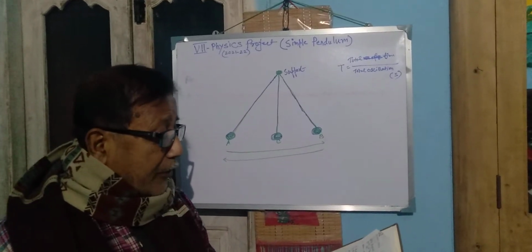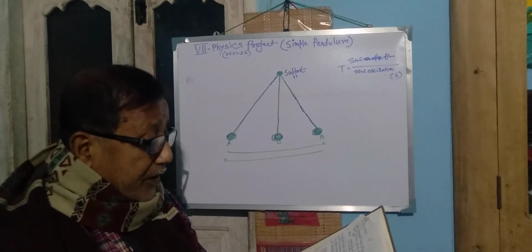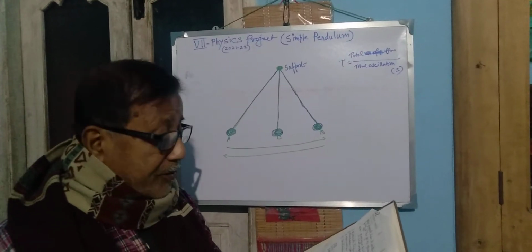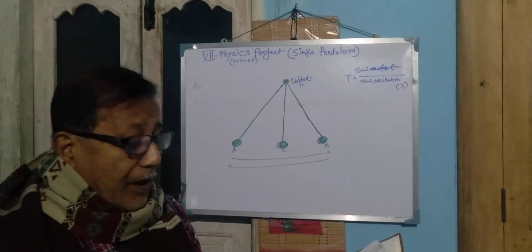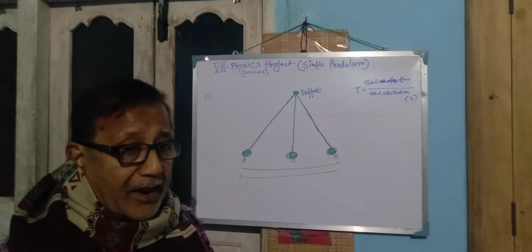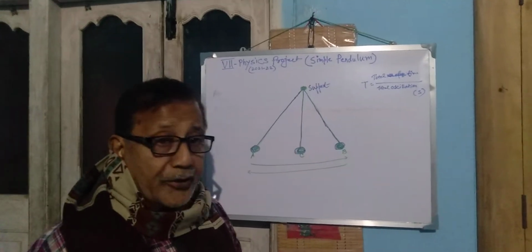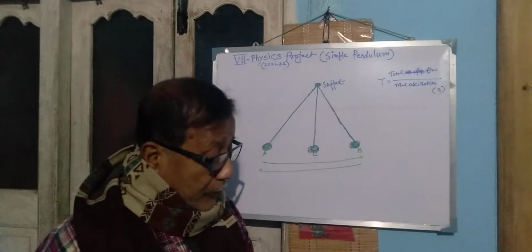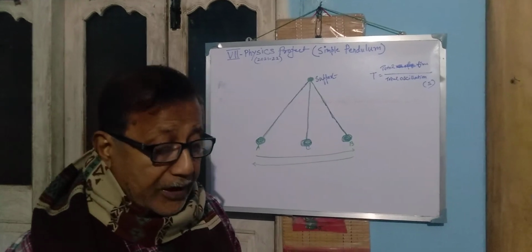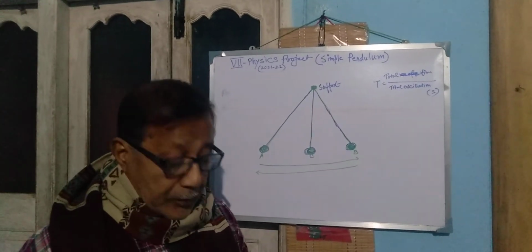There it will have the aim of the project, then materials required, procedure and observation, and at last conclusion. In this way you will try to complete your physics project. So I hope you have understood.